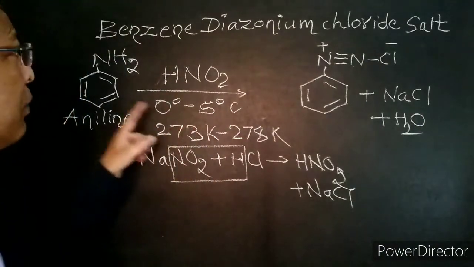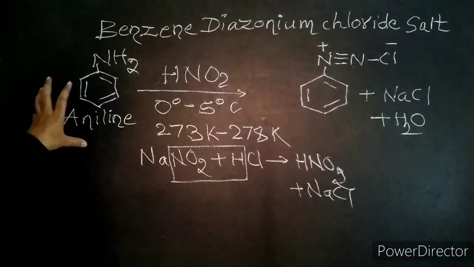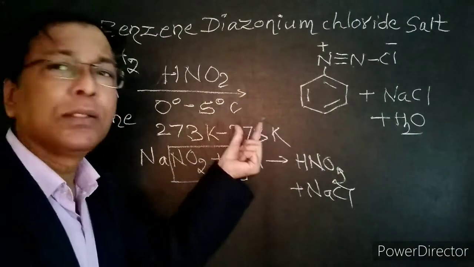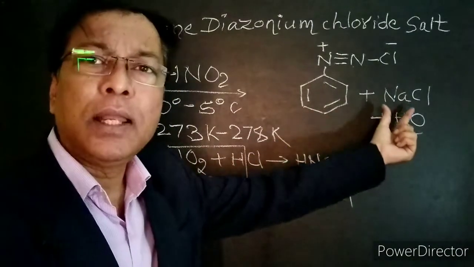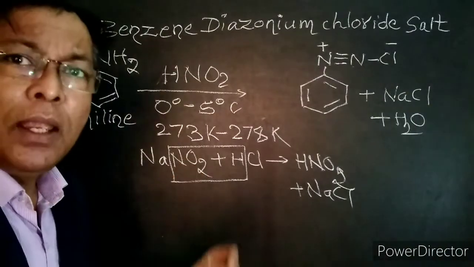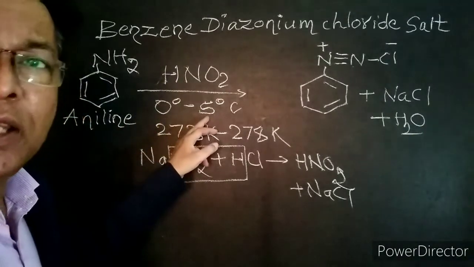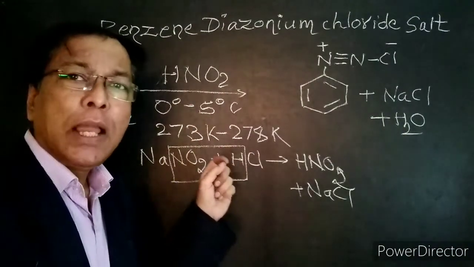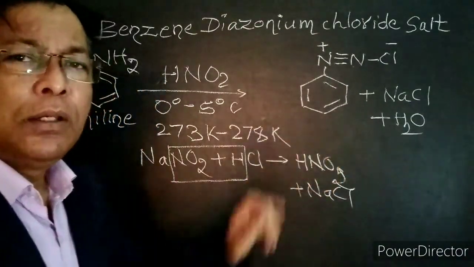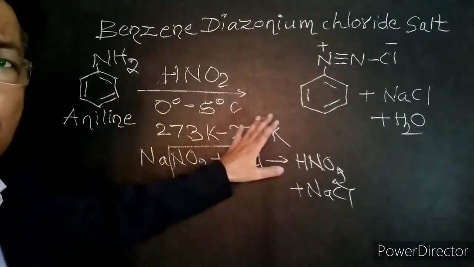This is the method of preparation of benzene diazonium chloride salt. I repeat the statement: when aniline or any primary aryl amine is reacted with nitrous acid at 0 to 5 degrees Celsius, we get benzene diazonium chloride salt, NaCl and water. What is the role of temperature here? 0 to 5 degrees Celsius is utmost important because this nitrous acid is stable at low temperature, 0 to 5 degrees Celsius. Therefore, we must maintain the temperature at 0 to 5 degrees Celsius. And at low temperature, this benzene diazonium chloride is also stable. So the temperature of 0 to 5 degrees Celsius is required to carry out this reaction.